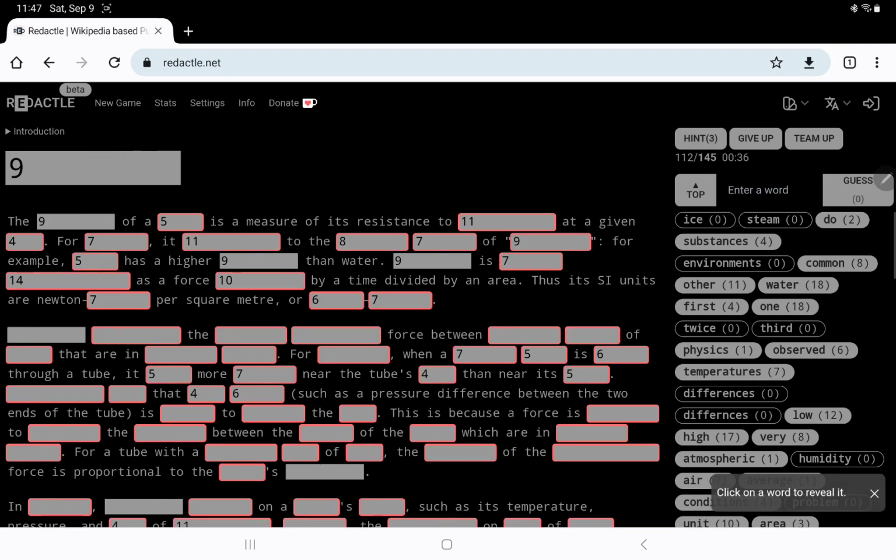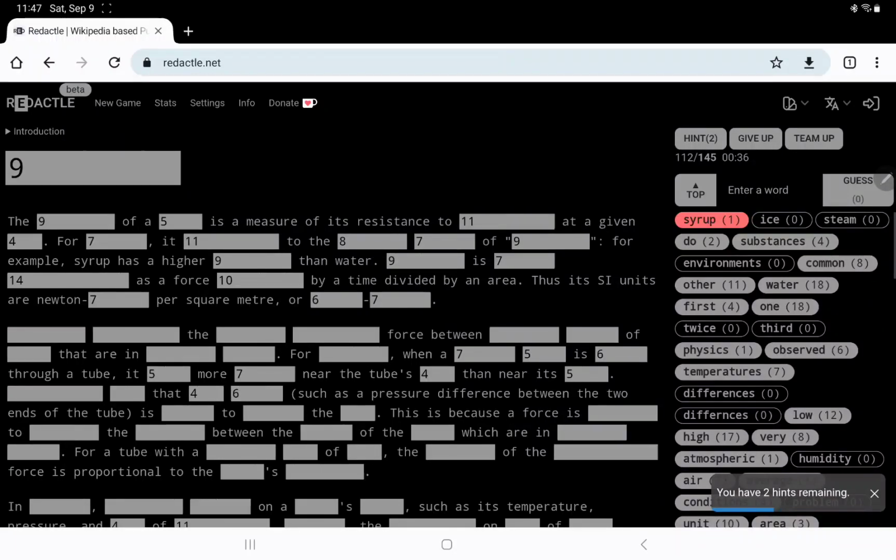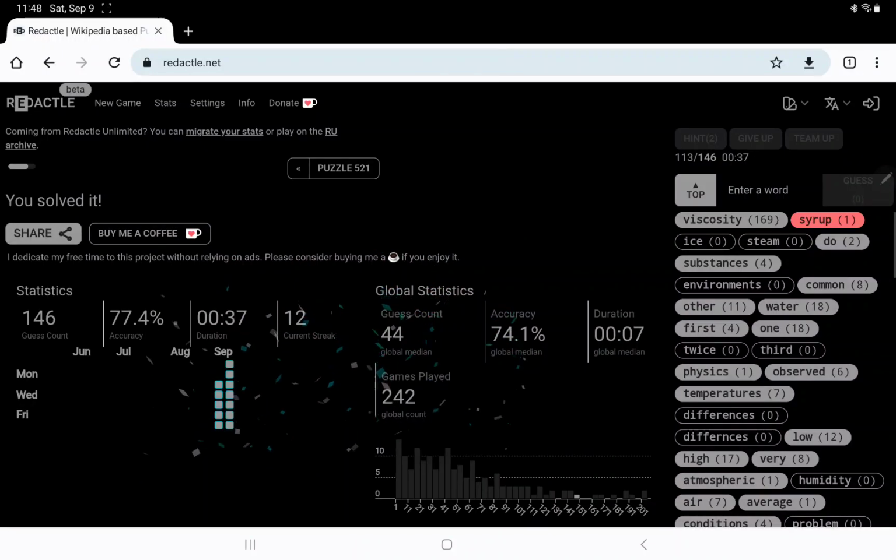So hint, syrup. You could have given me a whole week to try and think of a 5 letter word that has a higher something than water, but that is actually, I think, a great clue because when I think of syrup, I think of viscosity. Is that it? That is it. So I'm rather proud of myself for choosing the right word to use as my hint.